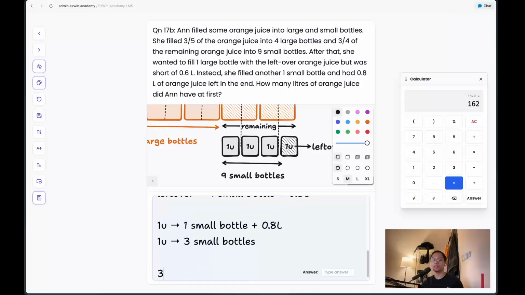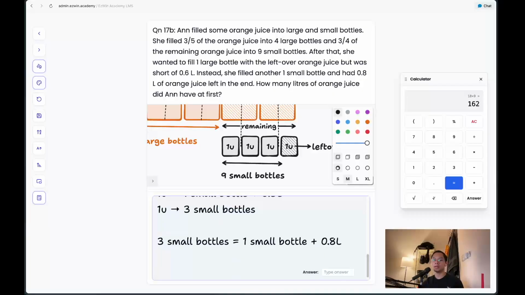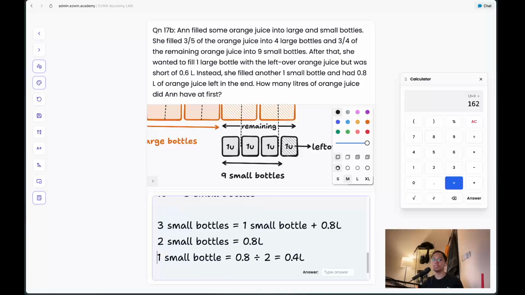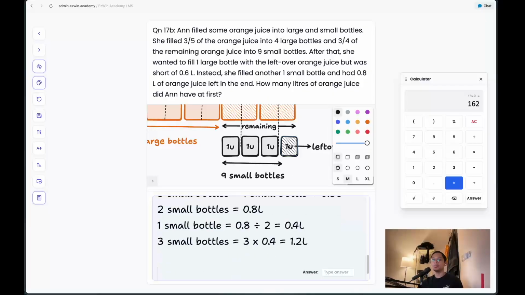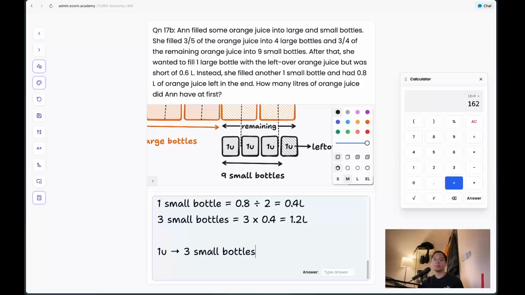So that means 3 small bottles is equal to 1 small bottle plus 0.8 liters. And then if we were to subtract, this will become 2 small bottles is equal to 0.8 liters. And 1 small bottle is equal to 0.8 divided by 2, and this will give us 0.4 liters. So 3 small bottles will then be 3 times 0.4, which is 1.2 liters. And we also know that 1 unit is 3 small bottles. So that means 1 unit is equal to 1.2 liters.